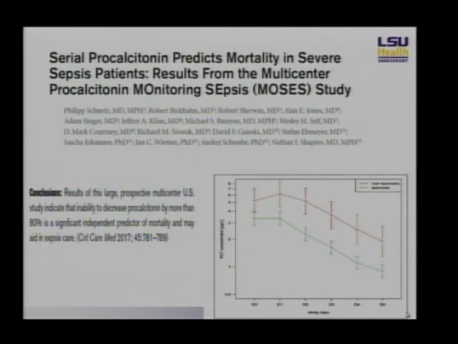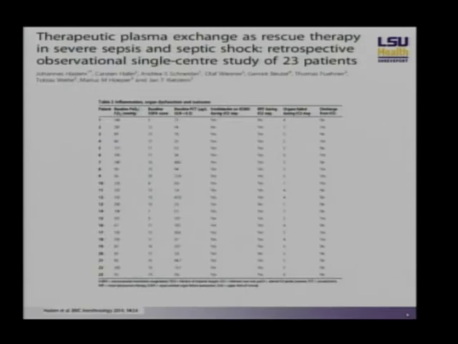So you're going to follow your procals for 96 hours to make sure that they drop by 80% or not. And a simple, easy way to do it is to just follow daily procalcitonins on your patients from there.